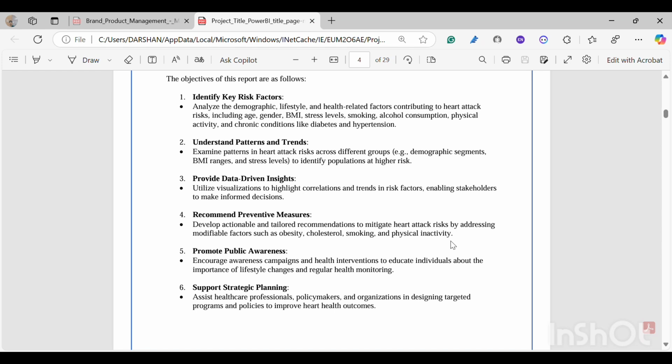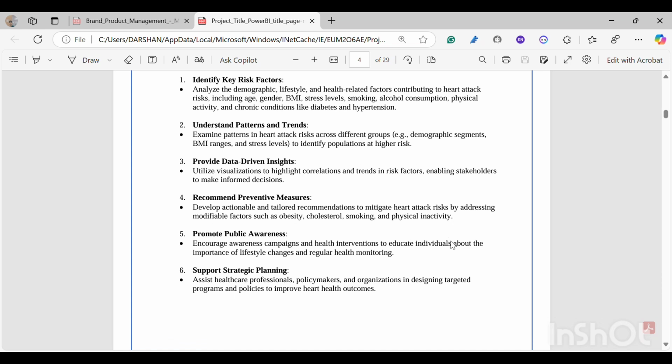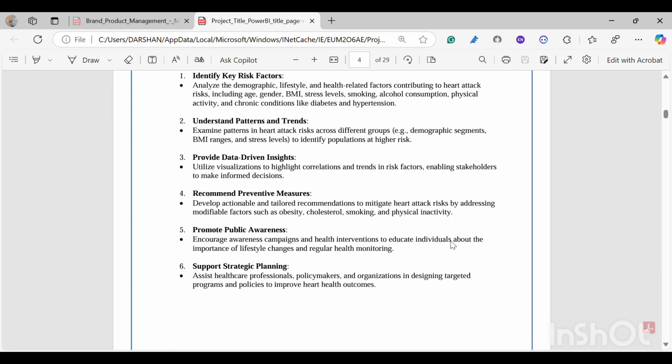By understanding this entire data with Power BI, we can visualize the real correlation between the risk factors and the heart attack risk. The fourth one is to recommend preventive measures. By visualizing the data and understanding the input variables and the output variable of heart attack risk, we can finally recommend some preventive measures according to the results we have got.